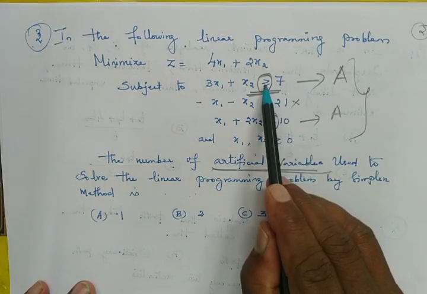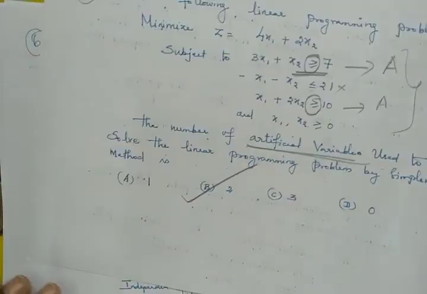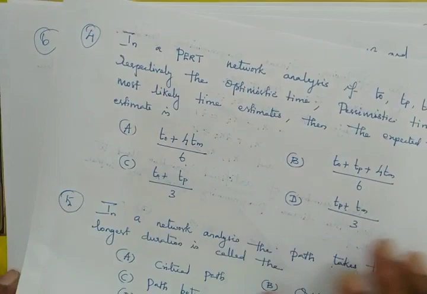See here, the greater-than-or-equal-to constraints come only in these 2 places. Therefore, we need artificial variables, only 2 variables, to solve the LPP problem here.